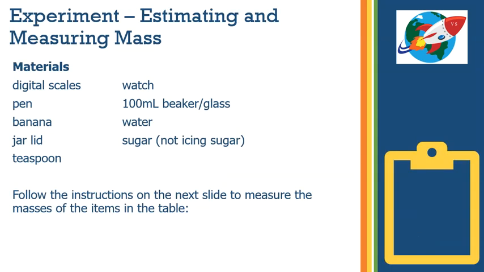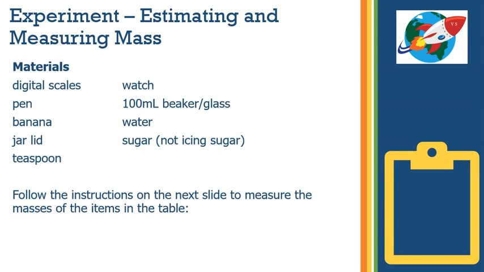So let's look at the materials that you're going to need for this experiment. Digital scales, a pen, a banana, a jar lid or some kind of container that you can weigh some ingredients in, a teaspoon, a watch, a 100 ml beaker, a glass or measuring jug of some kind, water, and sugar. But don't use icing sugar, use regular table sugar.